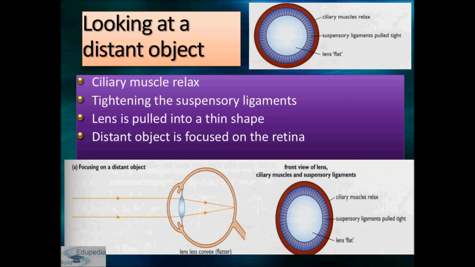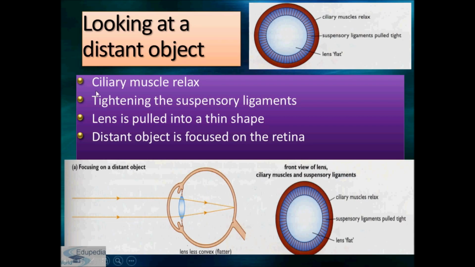In this section of the presentation, we'll be studying how we look at a distant object and how we look at a nearby object. That means how ciliary muscles regulate what is seen. Okay? So, when looking at a distant object, that means a far away object.